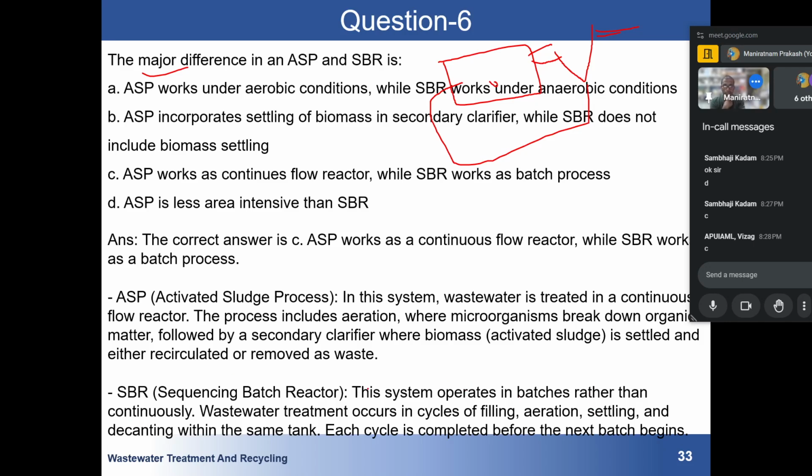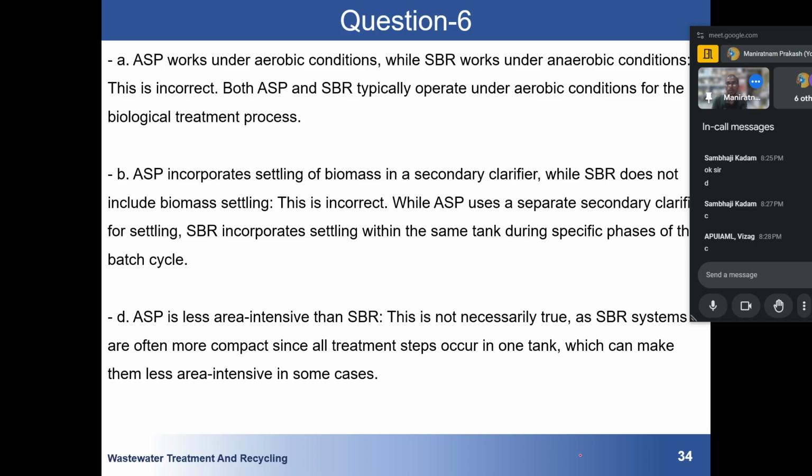But in SBR the system operates in batch. We have seen that after the first process, the second process will happen, then the third, then the fourth, and at one time only this much amount of water will be treated. We have seen one numerical problem related to this also. The system operates in batch rather than continuous. Wastewater treatment occurs in cycles: filling, aeration, settling, and decanting within the same tank. Each cycle is completed before the next batch begins.